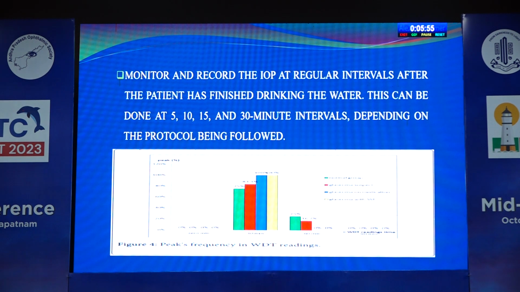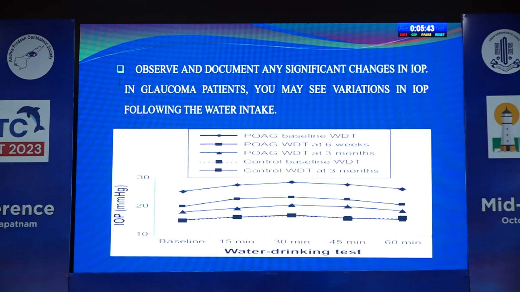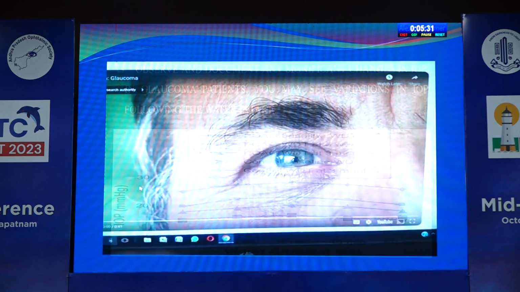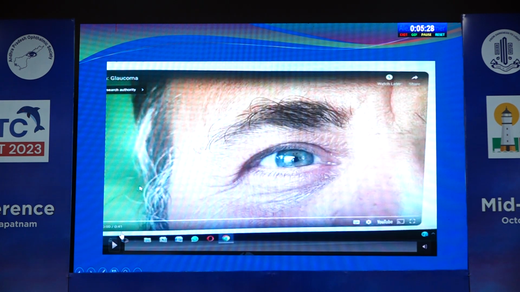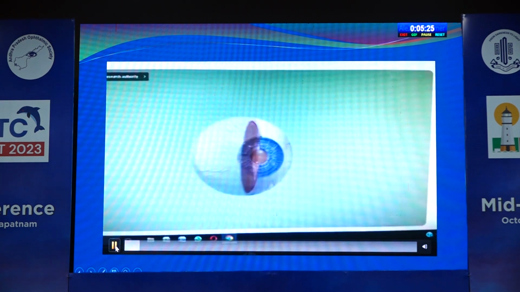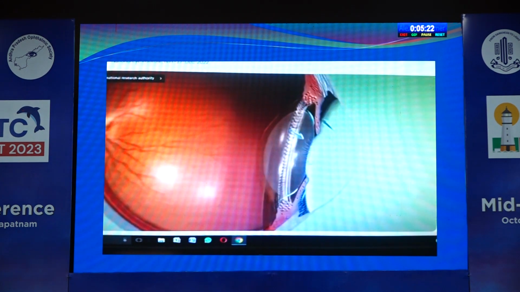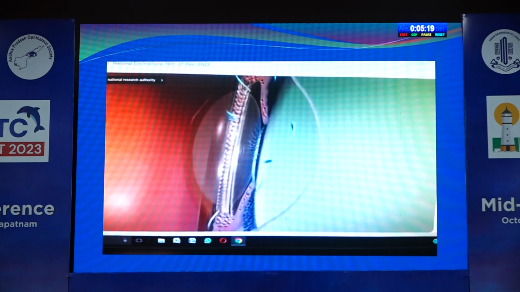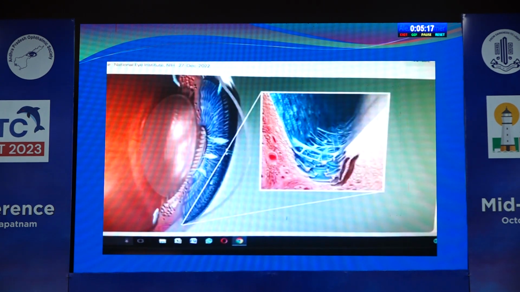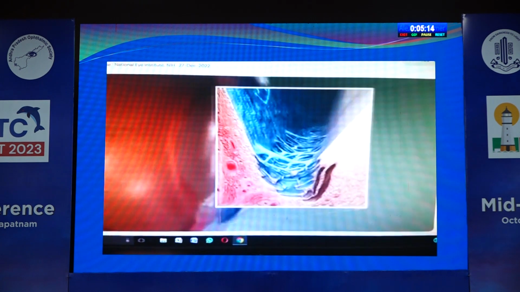Monitor and record the IOP at regular intervals after the patient has finished drinking the water. This can be done at 5, 10, 15, and 30-minute intervals depending on the protocol being followed. Observe and document any significant changes in IOP in glaucoma patients. You may see variation in the IOP following the water intake. This is the IOP changes in various patients, POAG, control patients. This is a small video showing the excessive pressure in the trabeculum causing damage.